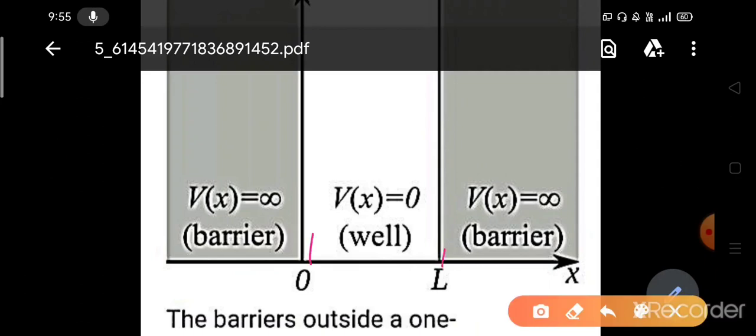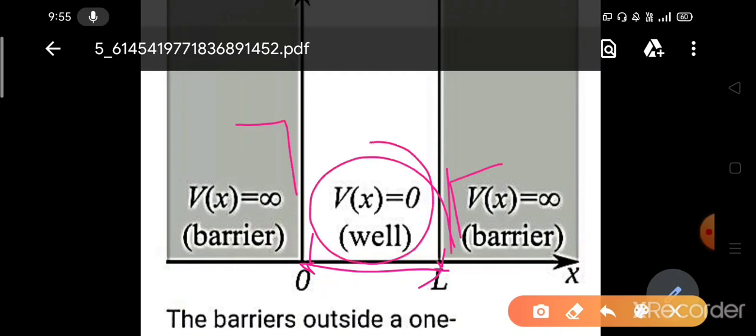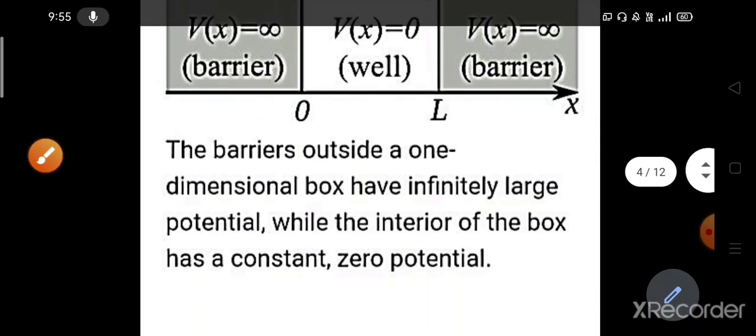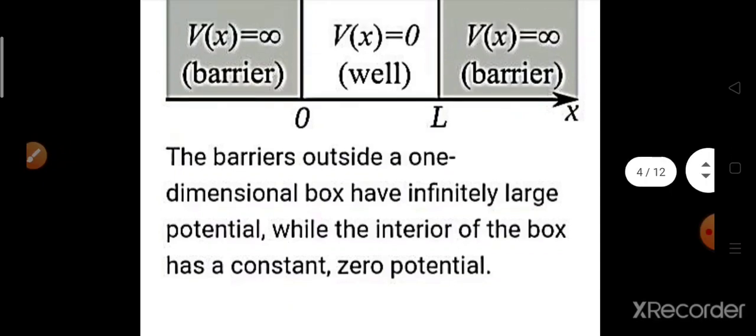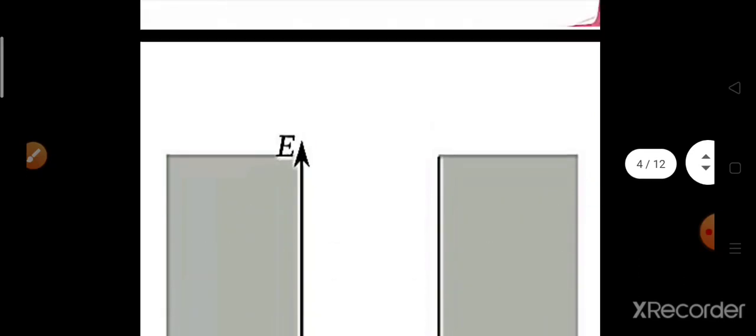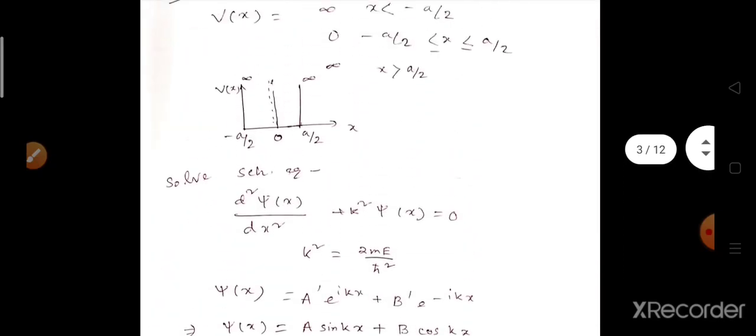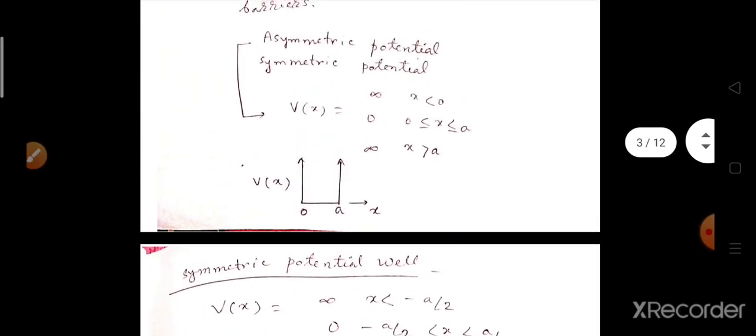Here it is 0 to L, so L is the length of the box, and within the box the potential is 0, and outside the barriers the potential is infinite. So the wave or the particle cannot penetrate this infinite potential barrier. So barriers outside a one-dimensional box have infinitely large potential, while the interior of the box has a constant or zero potential.